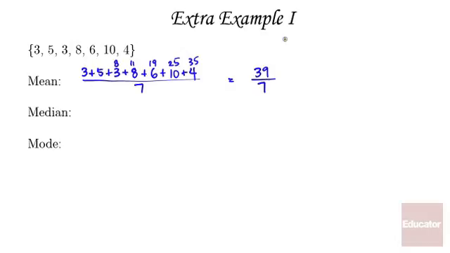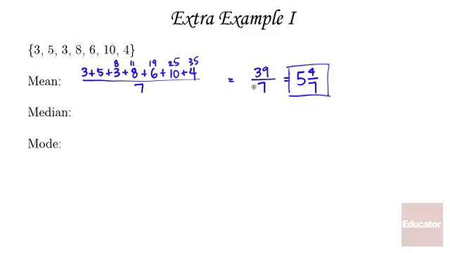To change it to a mixed number, we ask ourselves, how many times does 7 fit into 39? Well, I know 7 times 5 is 35, and 7 times 6 is 42, that's too big. So my whole number is going to be 5, because 7 fits into 39 5 times, and then I have 4 leftovers, right? 4 over, keep the same denominator. Okay, so that will be our mean.